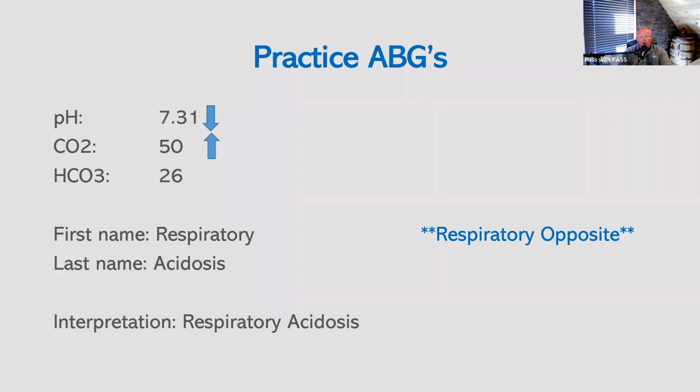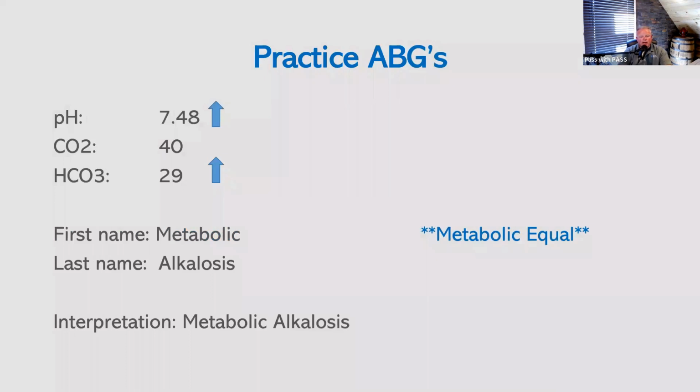As we look at our bicarb, it is going to be within a normal range here. It has nothing to do with the metabolic system. As we look at this next pH, it's 7.48. We know that that is high. So then we look at our CO2, and our CO2 is 40, which is a normal range. So we don't think that it has anything to do with the respiratory system. So now we need to look at our bicarb. When we look at our bicarb, it is 29. So my pH is going up and my bicarb is up. Those are metabolic equal, metabolic even. So we are now dealing with a metabolic alkalosis.